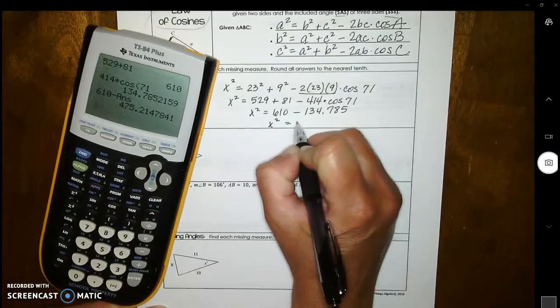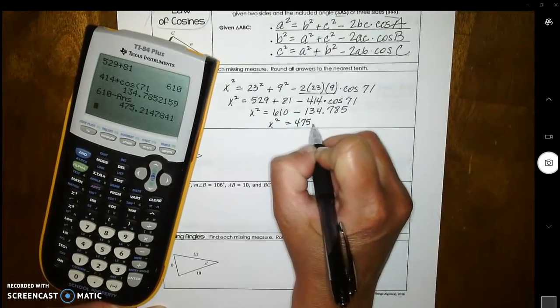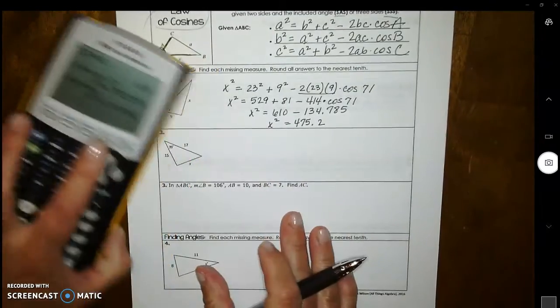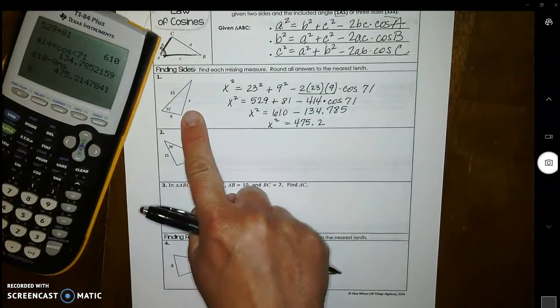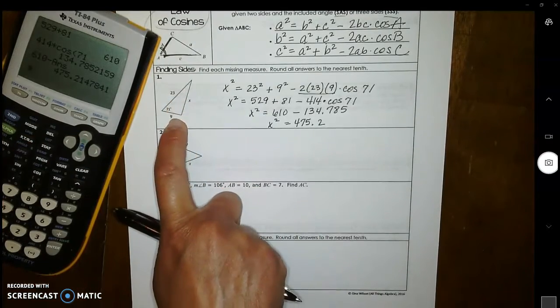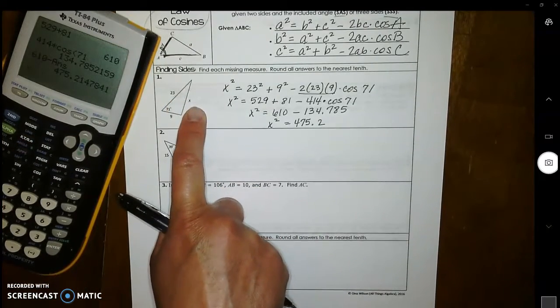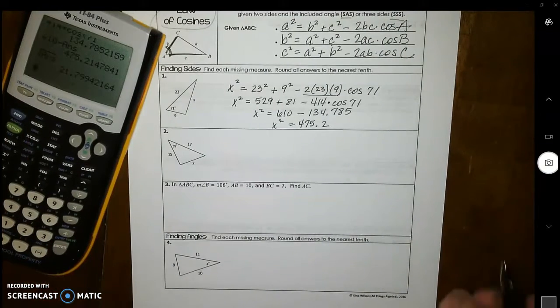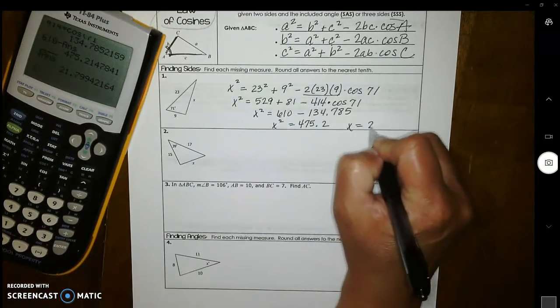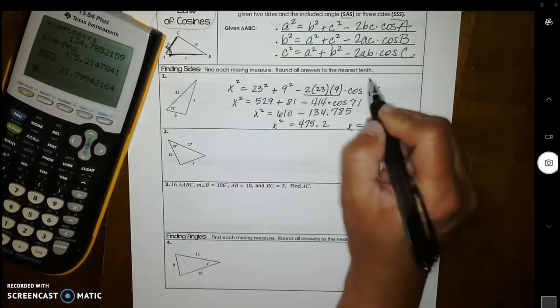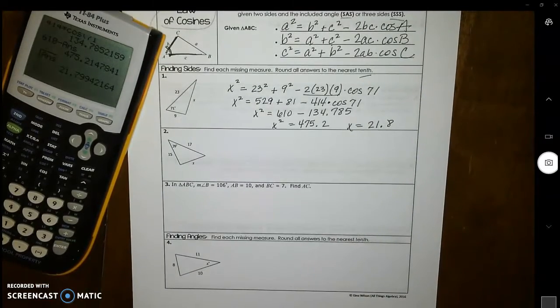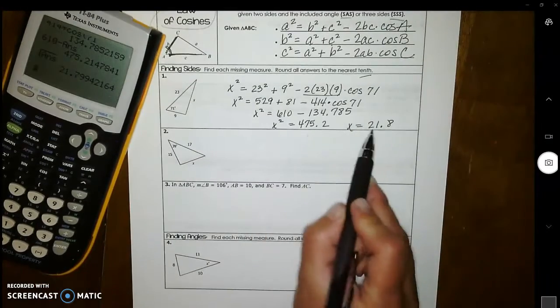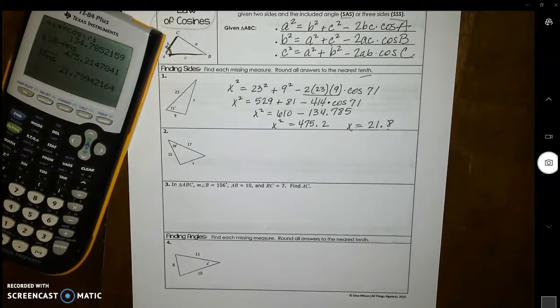But I end up with x squared equal to 475.2. I don't know about you, but that doesn't make a lot of sense. If I'm looking at sides that are 23 and 9, the other side is not going to be 475. So I'm just going to square root that, and I end up with 21.8 if I round to the nearest tenth. Okay, so x squared equals this, so x is going to equal 21.8. Go ahead and try example number 2, see if you get the same answer that I do.